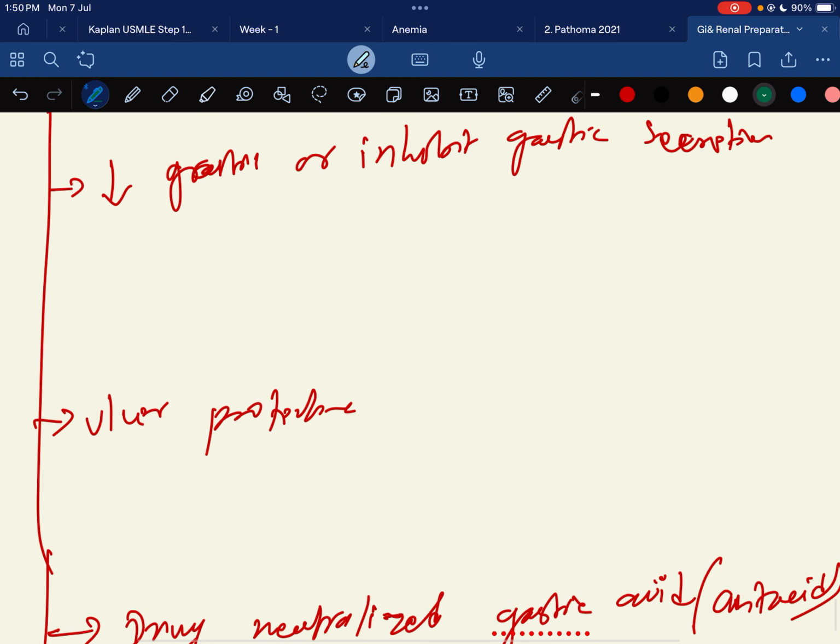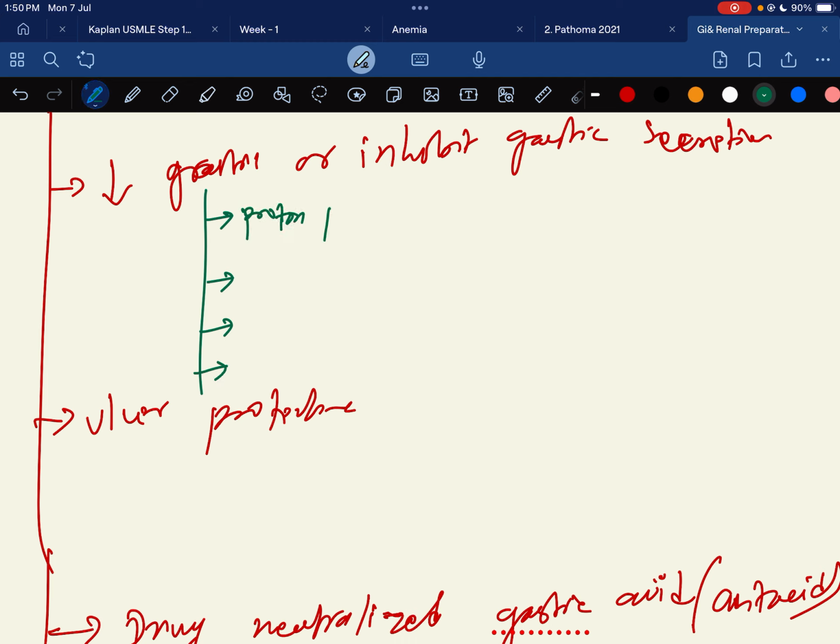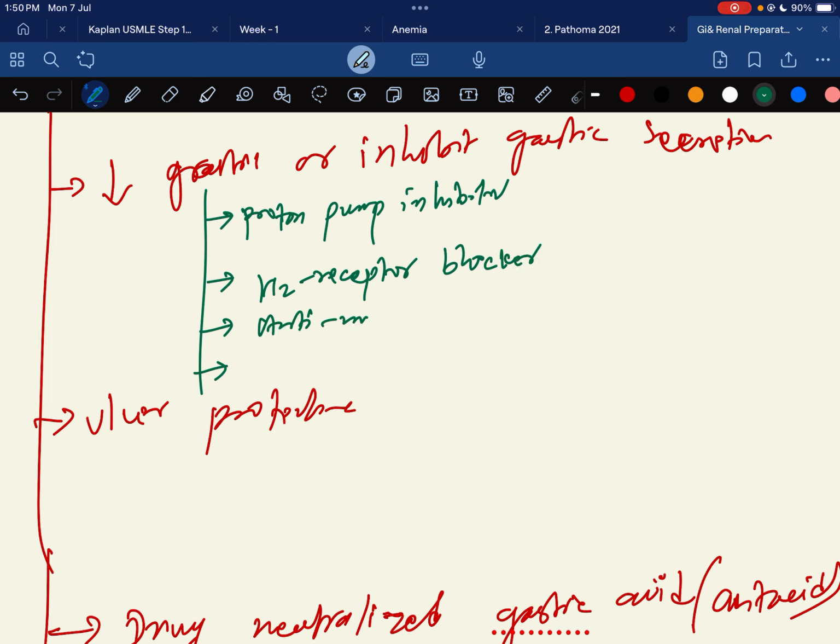In this classification, drugs that reduce or inhibit gastric acid production are the proton pump inhibitors. First is the proton pump inhibitors. Then there is the H2 receptor blocker, H2 receptor antagonist. Then there is the anti-muscarinic agent, and there is the prostaglandin analog.